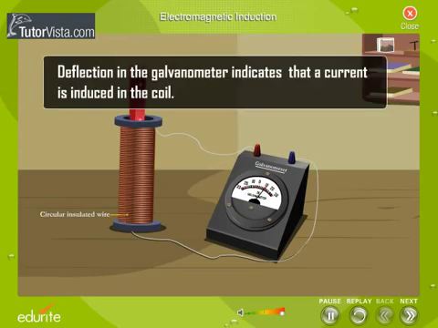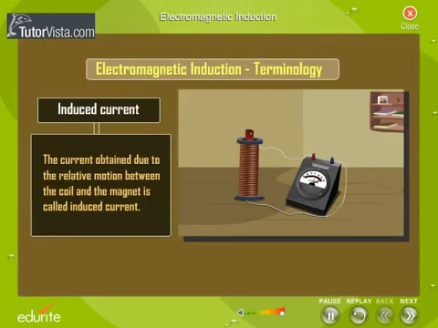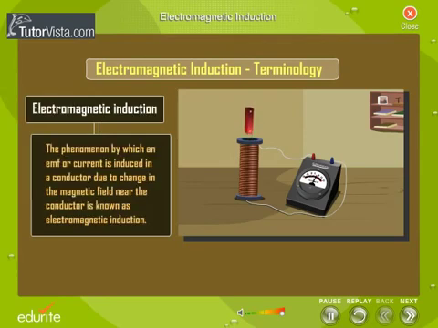He observed that there was a deflection in the galvanometer, indicating that a current is induced in it. The current obtained due to the relative motion between the coil and the magnet is called induced current. The phenomenon by which an EMF or current is induced in a conductor due to a change in the magnetic field near the conductor is known as electromagnetic induction.